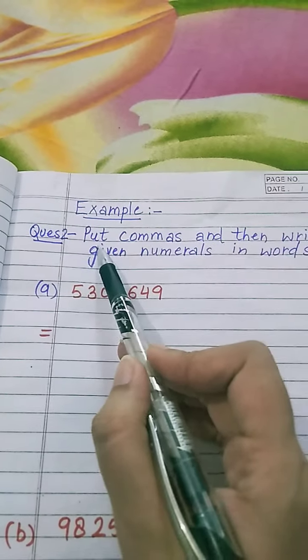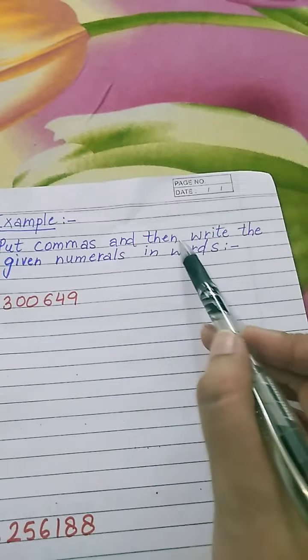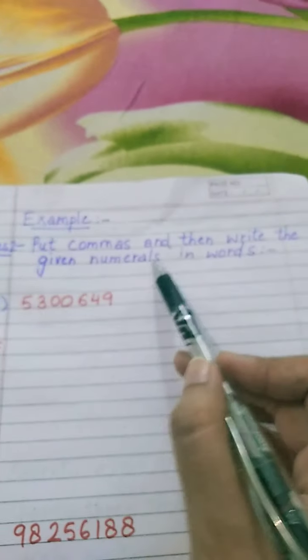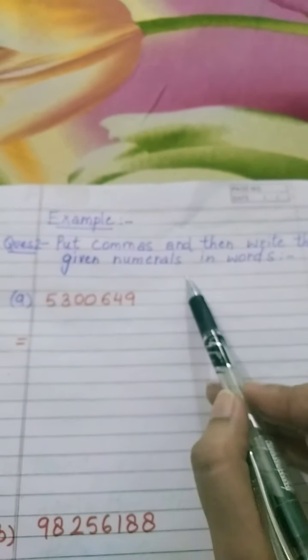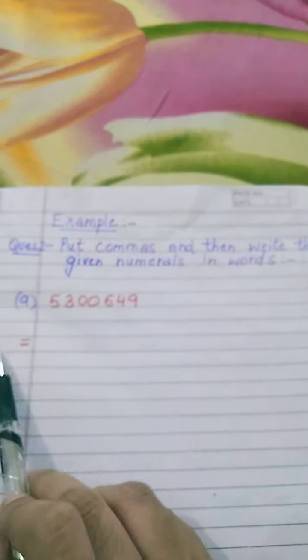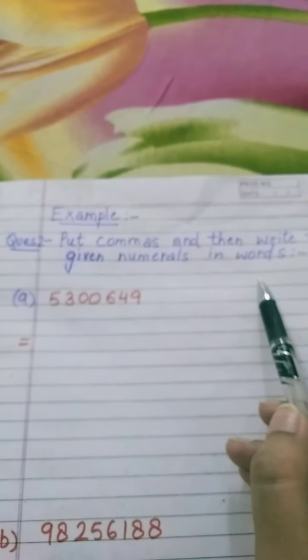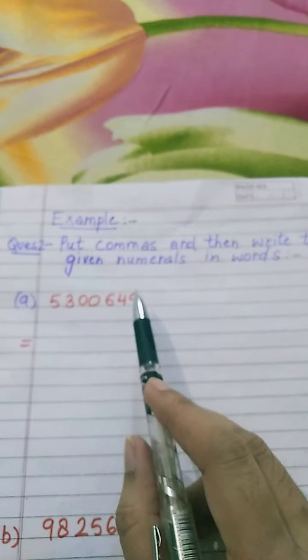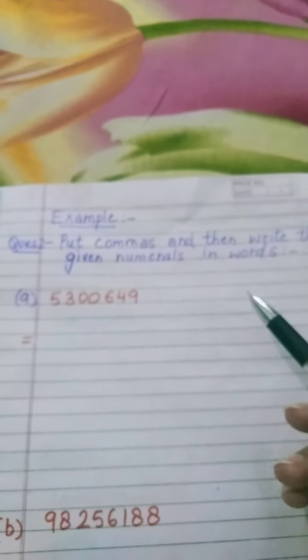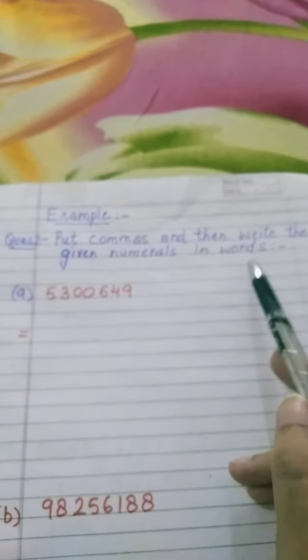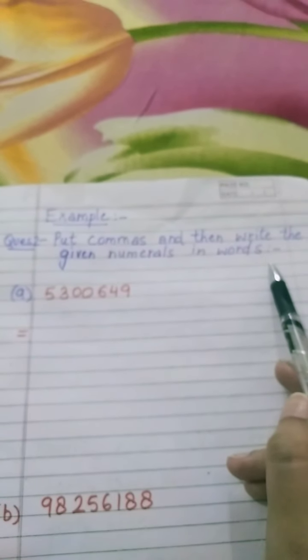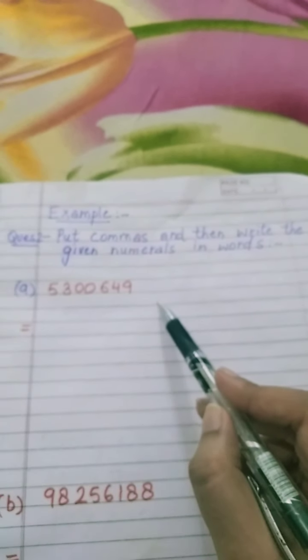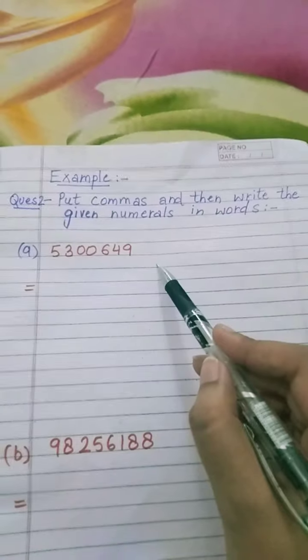So here is the example. Our question number 2 is put commas and then write the given numeral in words. This question is similar to question number 1, but the difference is that in that question we converted the numeral according to the Indian place value system, but here we have to write in words according to the international place value system.